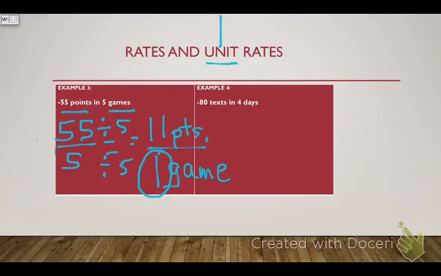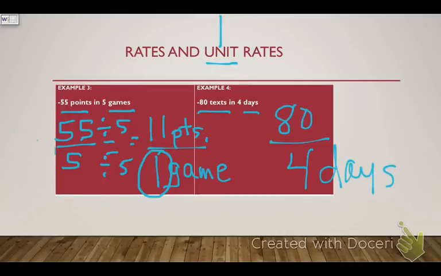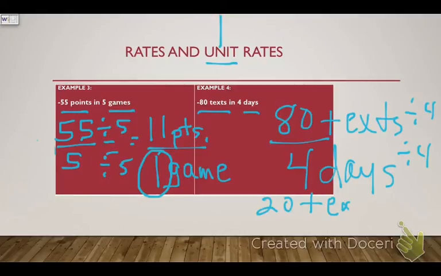Next one. 80 texts in 4 days. I'll bet some of you do more than that. So we're going to write it just like we see it: 80 texts to 4 days. Again, we would divide by the smaller number, which in this case is 4. And our answer would be 20 texts in 1 day. Now remember, that's how you show unit rate. You have to have one of the numbers in your answer be a 1. If you are confused by it, go back and listen to it again. If you still are confused, make sure you ask for help.